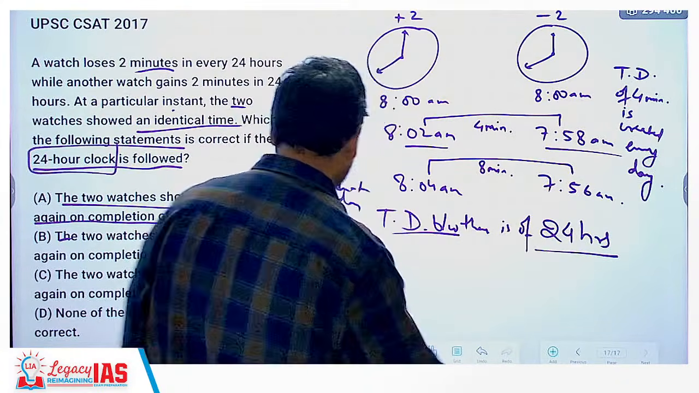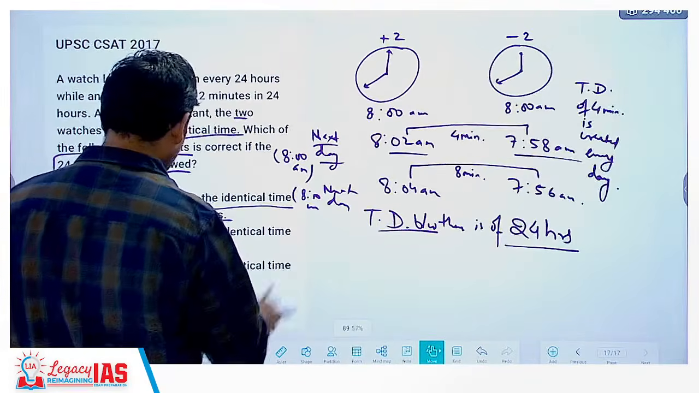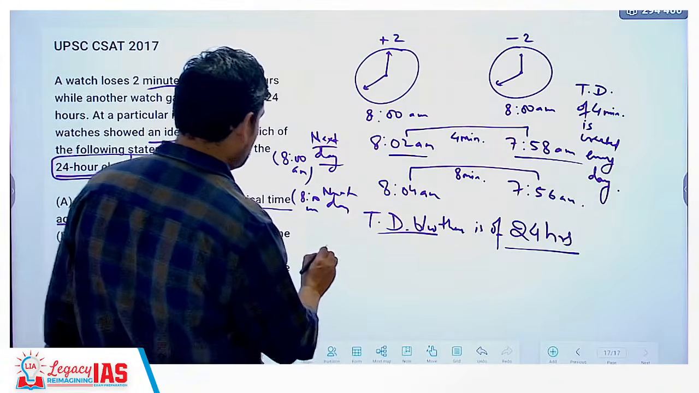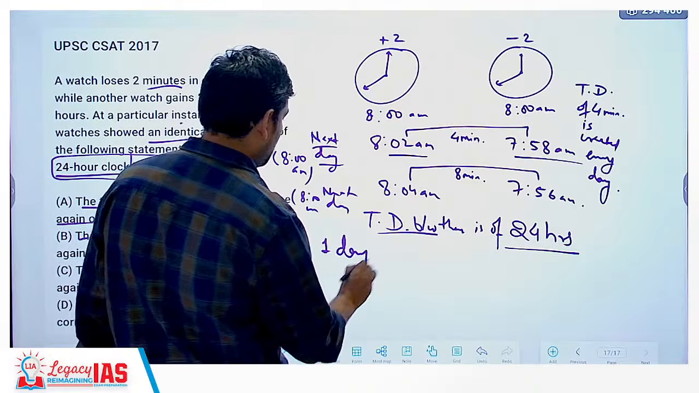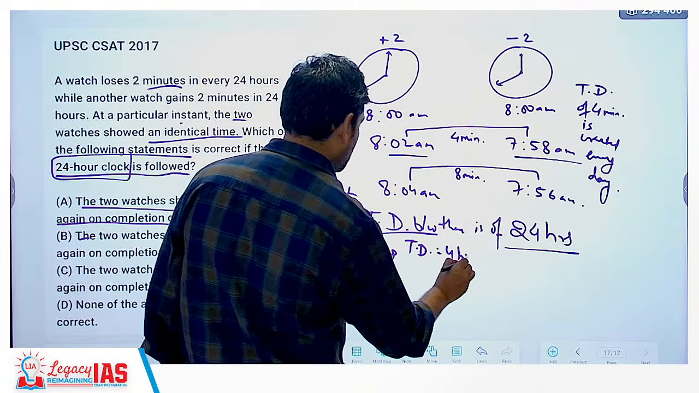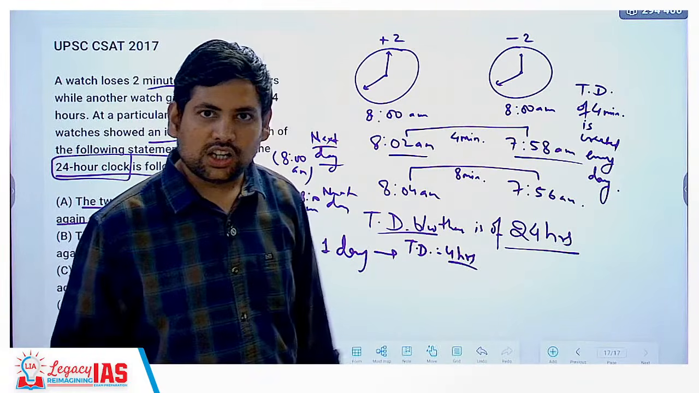Now, if you get this, so basically what is happening here? A 4-minute time difference is created every day. So in one day, the time difference created is of 4 minutes. What time difference do you want?